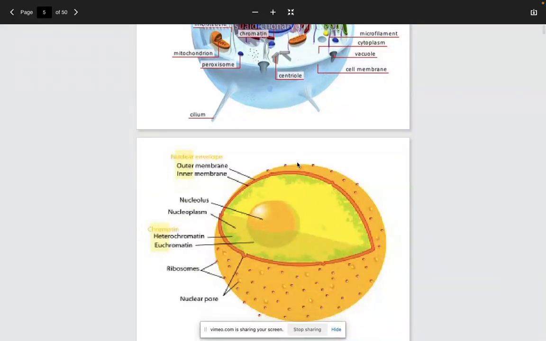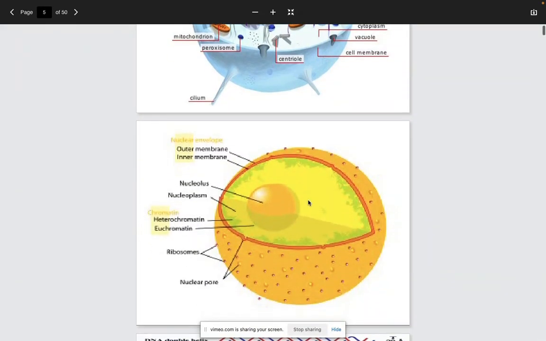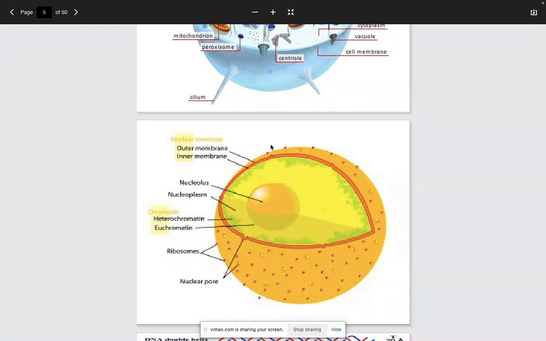This is just another picture here depicting the nucleus a little bit more. This outer envelope, this is the nuclear envelope. This is an outer protective layer that separates the nucleus from the outside. It essentially acts like its own cell membrane right here. So it has an outer membrane, this lighter yellow portion, and this darker inner membrane.